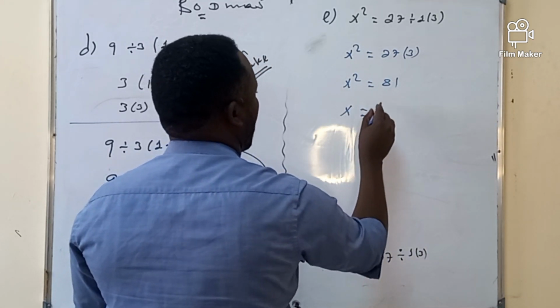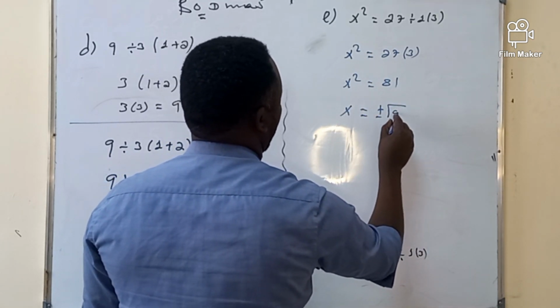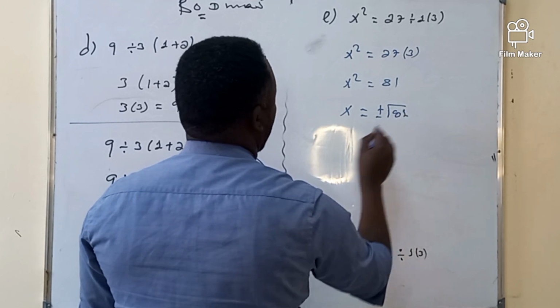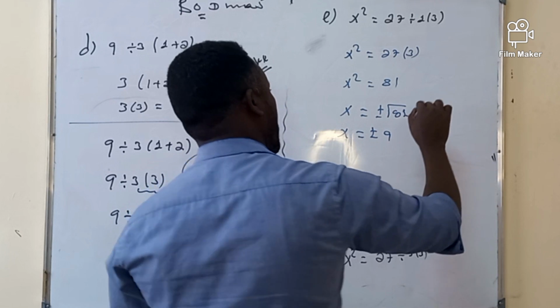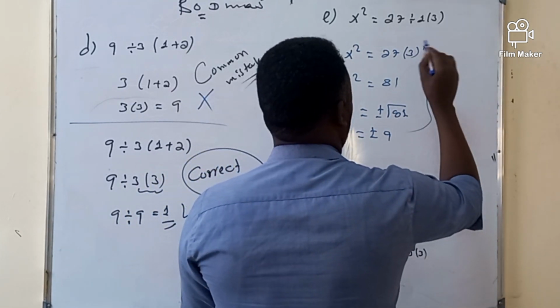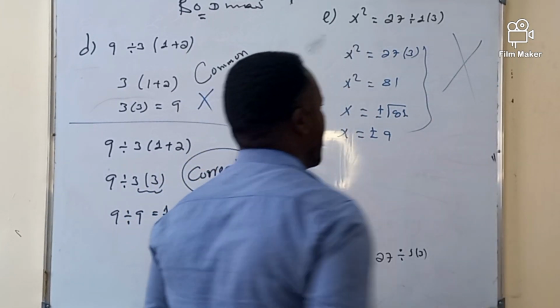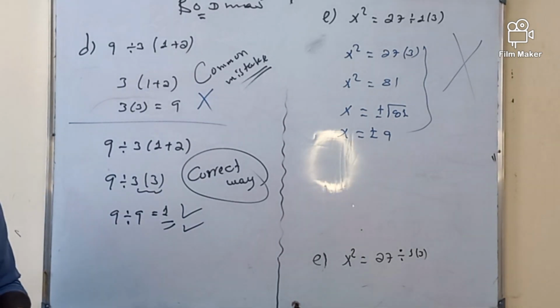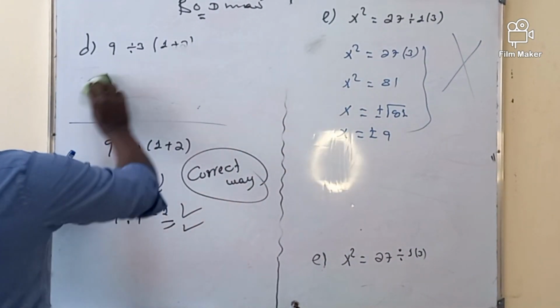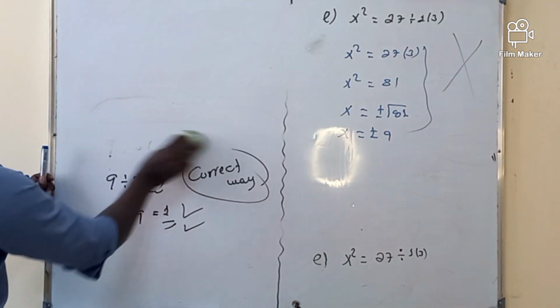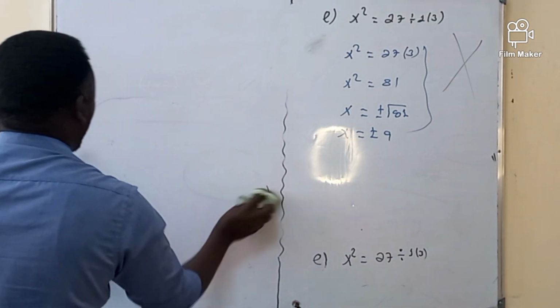x is going to be plus or minus the square root of 81. x is plus or minus 9. But this is what we call a common mistake, which is wrong. Now this is going to be wrong. How are we going to solve this one? If it is wrong, what kind of technique or method will be used to solve this problem? What's the value of x?